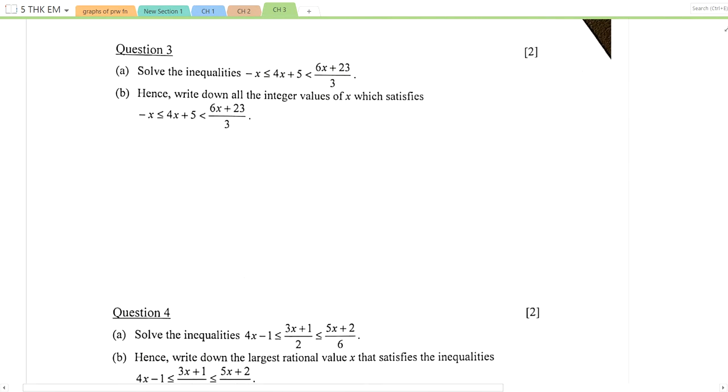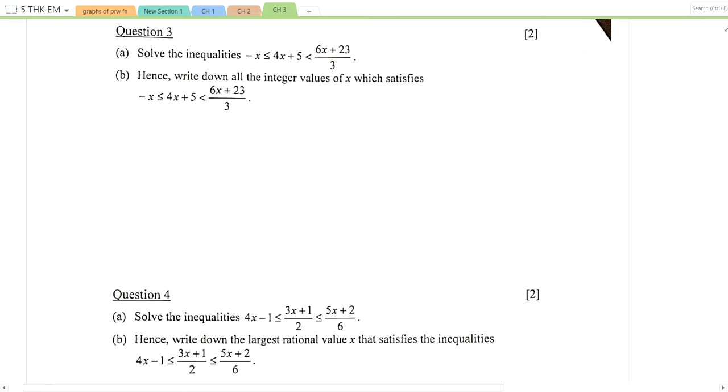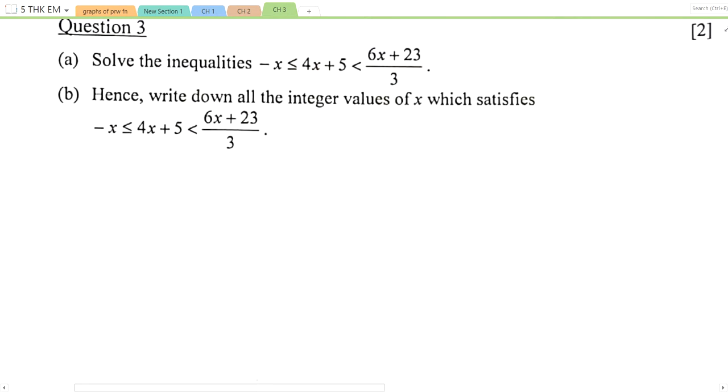Okay, question 3. Solve the inequalities. We can do it part by part. Over here, there's one of the inequality, and here we've got another inequality. Let's do the blue one first.